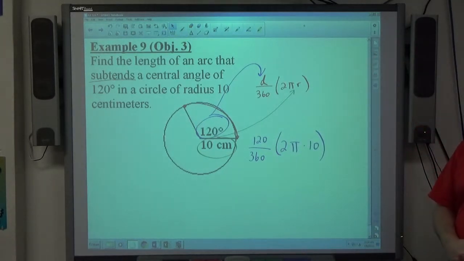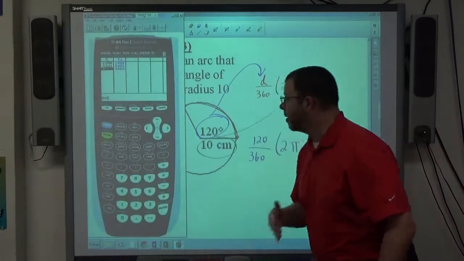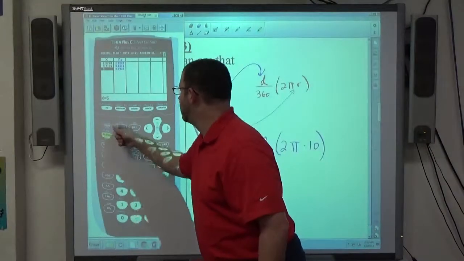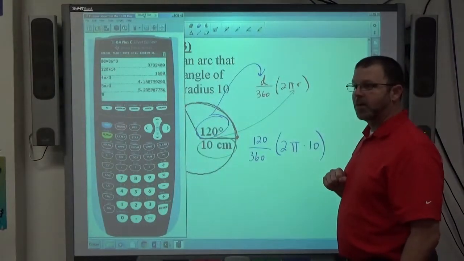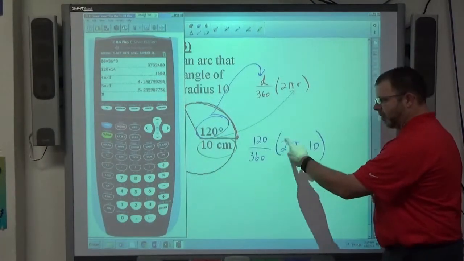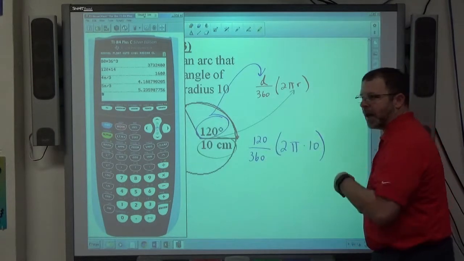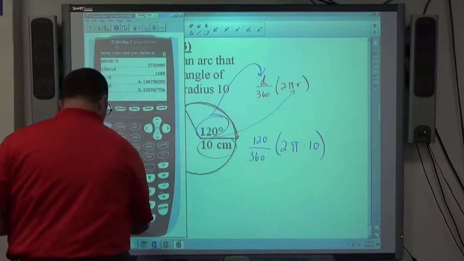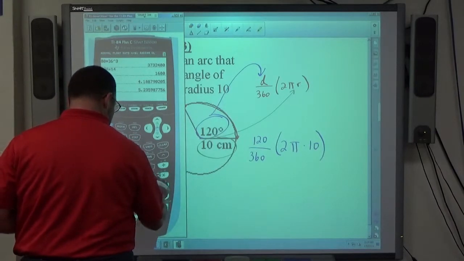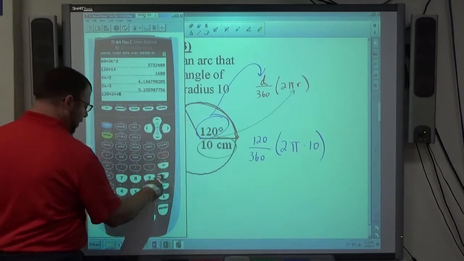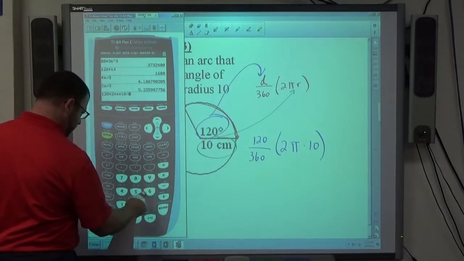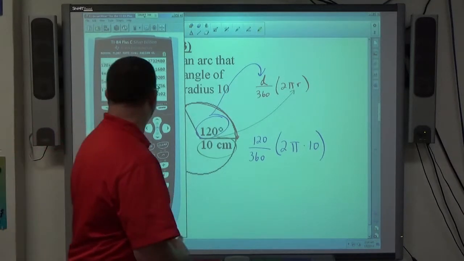I'm fine with decimal approximations on these problems. Arc length decimal approximations are fine. For me personally, I'm simply going to type that exactly in my calculator. When I type in all this stuff, I type this times this times this times this divided by that. I do the divided by last. So 120 times 2 times pi times 10 divided by 360 equals 20.94.